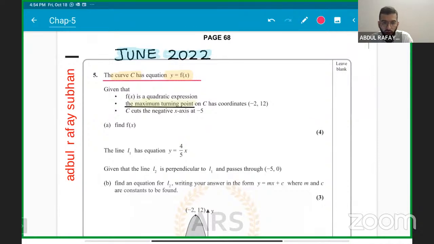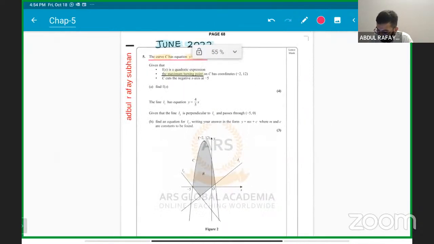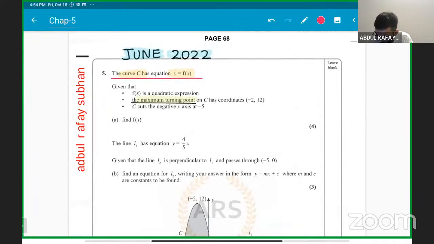How is a quadratic equation made? How is the quadratic graph made? The quadratic graph can either be made like this or like this, right, sir? It can look like this, where we have a maximum point, or it can be made like this, where we have a minimum point. So in this case, our graph will be looking like this.